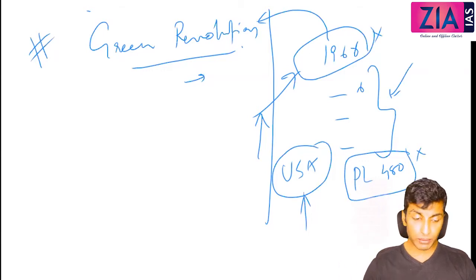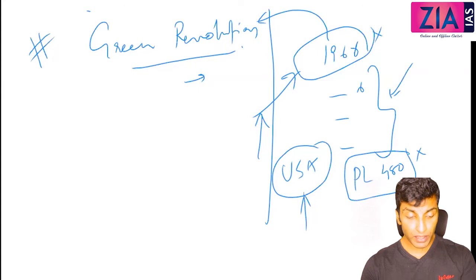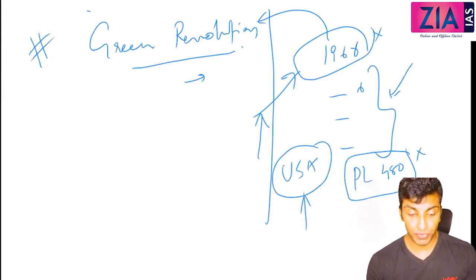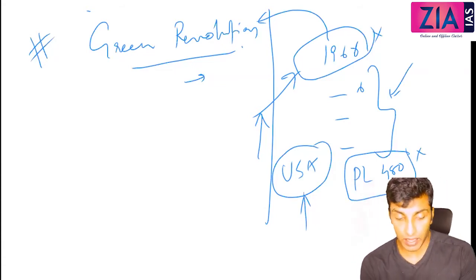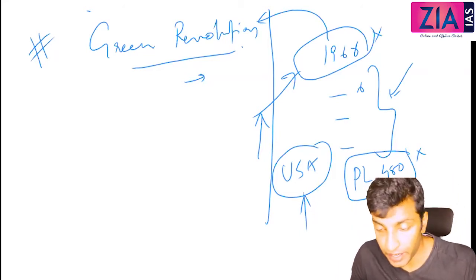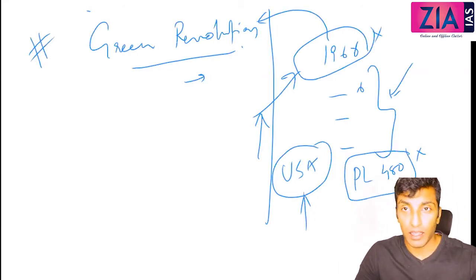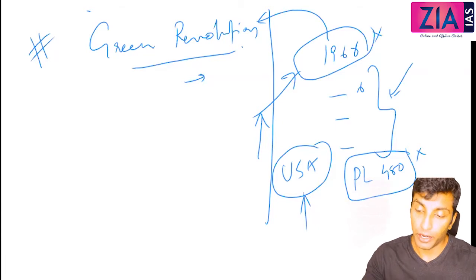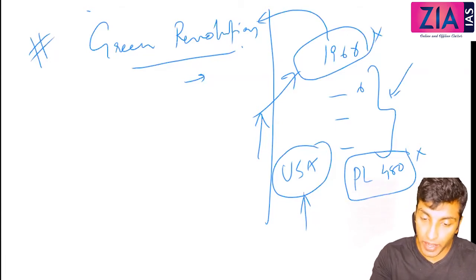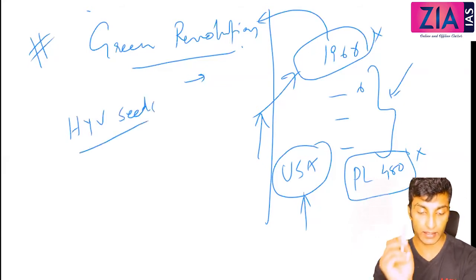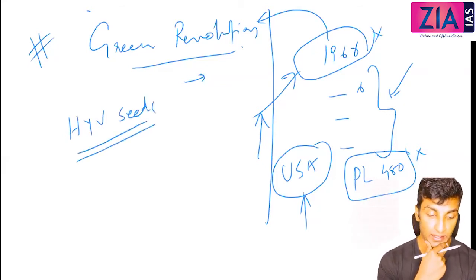So just write one line there. It refers to sharp increase in production of food grains in India in late 1960s, due to adoption of HYV seeds, high yielding variety seeds.